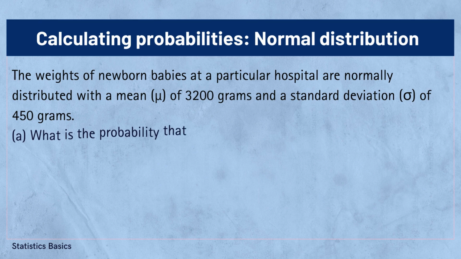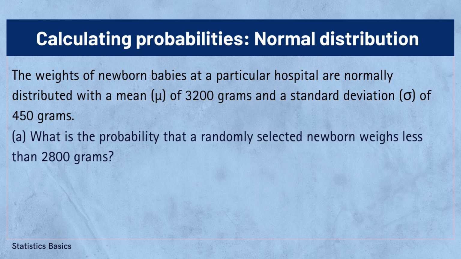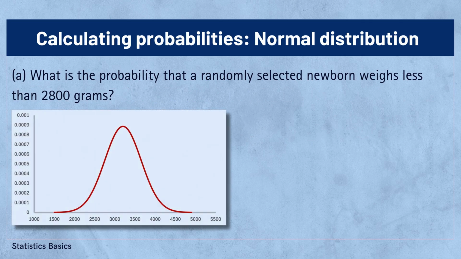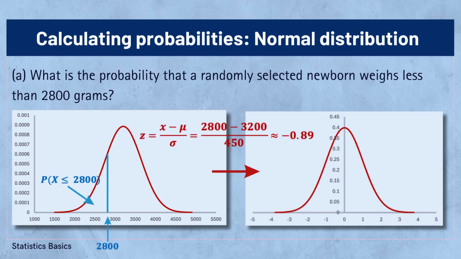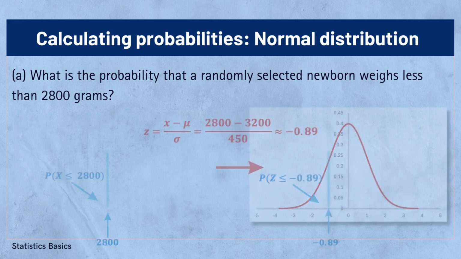The weights of newborn babies at a particular hospital follow a normal distribution with a mean of 3,200 grams and a standard deviation of 450 grams. To calculate the probability of a baby weighing less than 2,800 grams, we must first standardize this value by converting it to a z-score. The z-score indicates how many standard deviations a value is away from the mean. Using the z-score formula, we find that 2,800 grams corresponds to a z-score of -0.89.